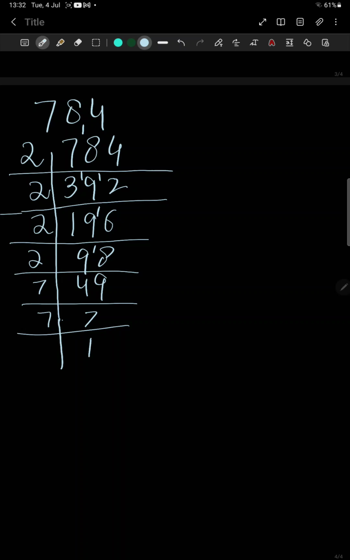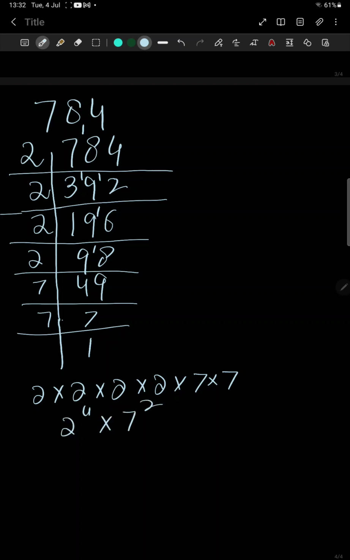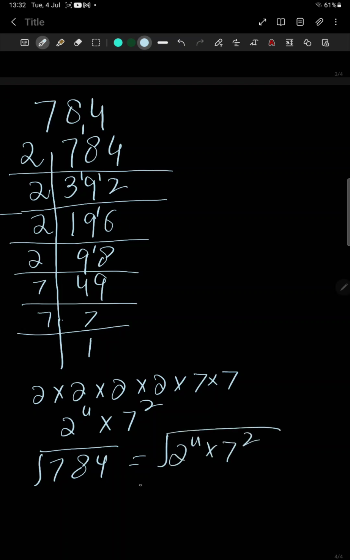Now the prime factorization is 2 into 2 into 2 into 2 into 7 and into 7. Finally it is 2 raised to power 4 and 7 raised to power 2. Now we are going to find the square root of 784. So it will be the square root of its prime factorization. Now we will write in the form of powers.